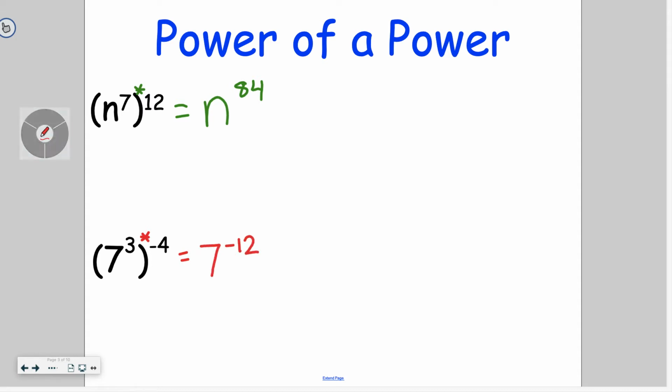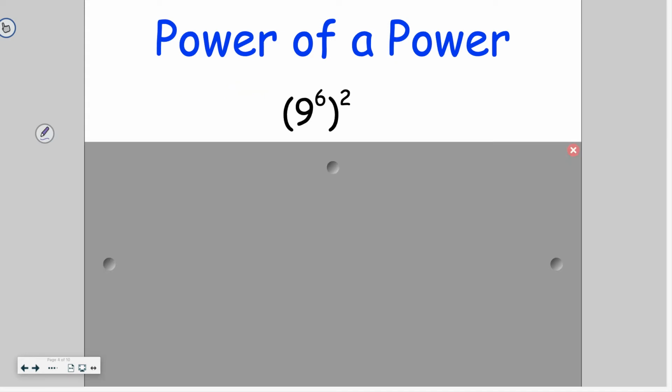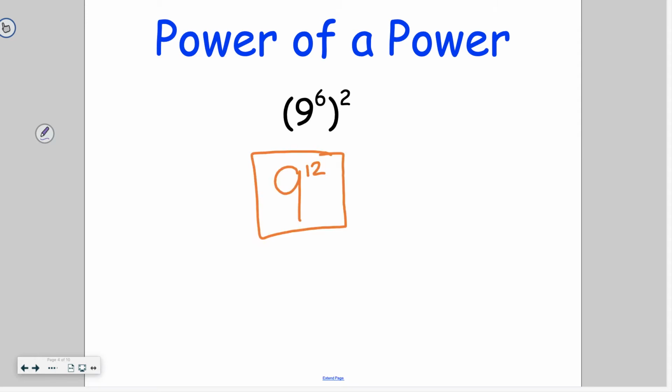Now, as we learned in the last two lessons, we don't want negative exponents in our answer. So we're going to have to finish this out by pushing that to the denominator, so 7 to the 12th to make it positive, and then we have just a 1 up top, so 1 over 7 to the 12th power. Go ahead and try this one on your own. So going through, we do 6 times 2, which is going to give you 9 to the 12th power.